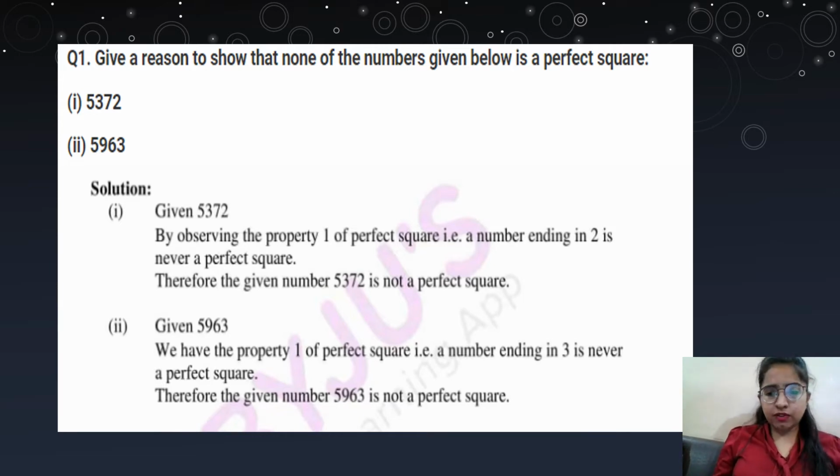So what you have to write over here, by observing property 1 of perfect squares, is that a number ending in 2 is never a perfect square. This is property 1. The numbers which end with 2, 3, 7 and 8 will not be perfect squares. Question number 2, 5963. Number ending with 3 is also not.